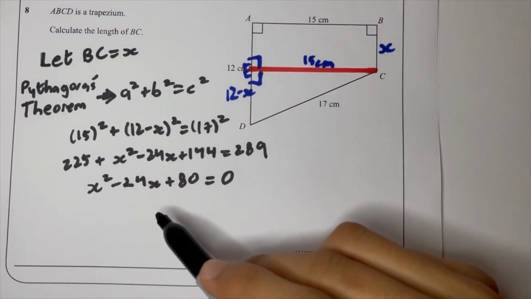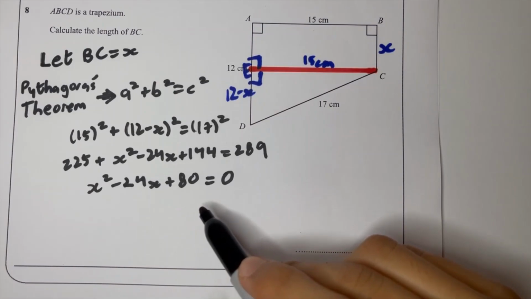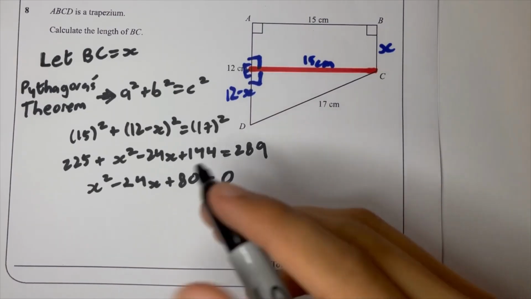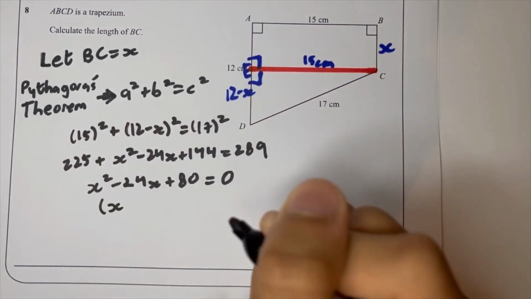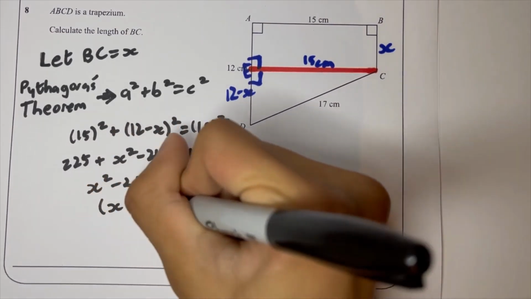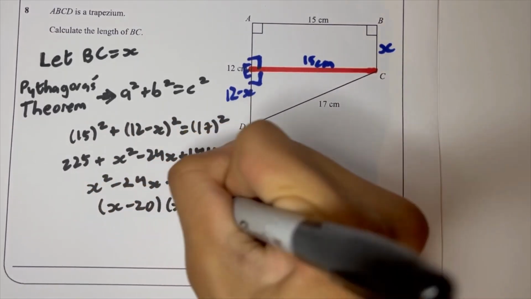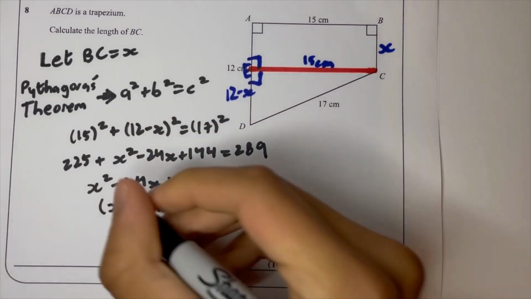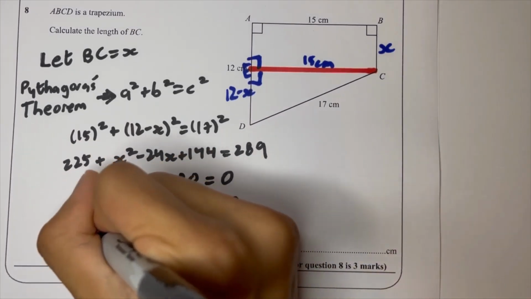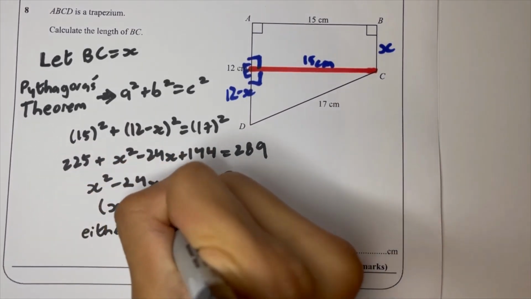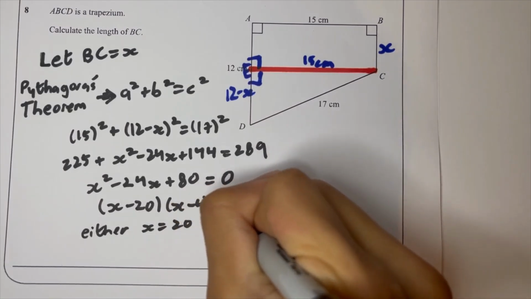To solve this, you could use the quadratic formula or complete the square, but this also has some very nice factors. This can be written as (x minus 20) multiplied by (x minus 4) is equal to 0, which means that either x is equal to 20 or x is equal to 4.